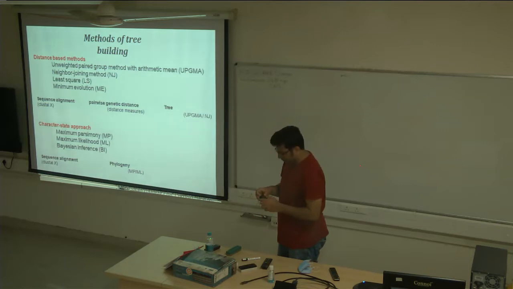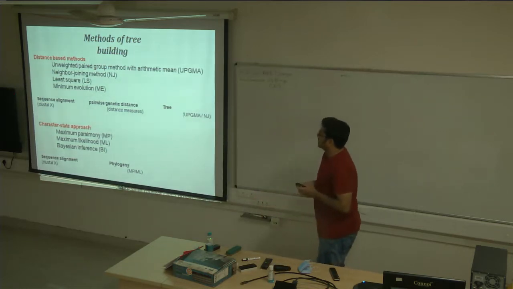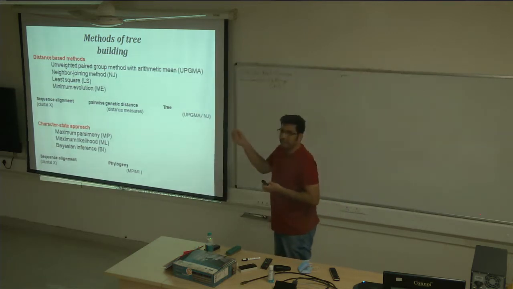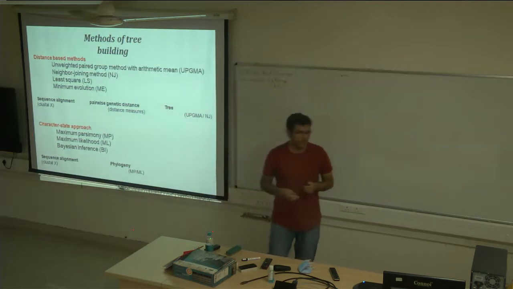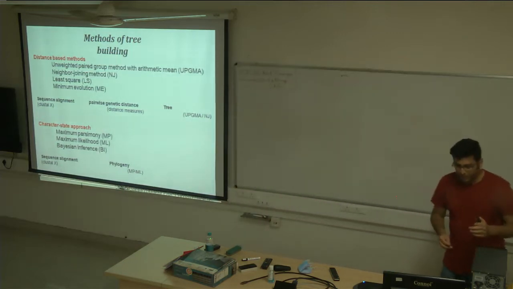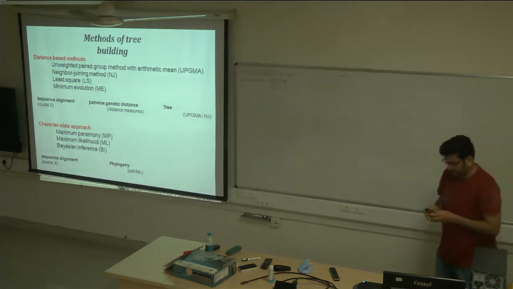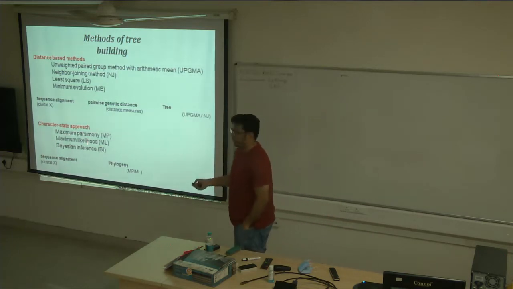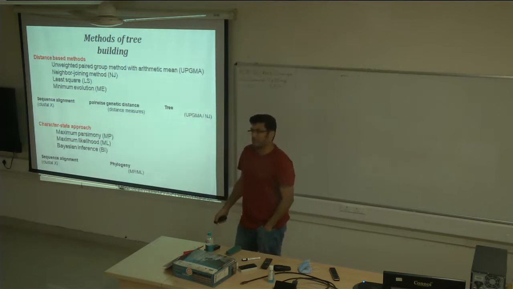So there are different ways that you can build phylogenetic trees, and these are different methods. The UPGMA tree that Praveen talked about in the morning falls into the distance-based methods class. And there's another class of tree building methods, the character state approach, like maximum parsimony.